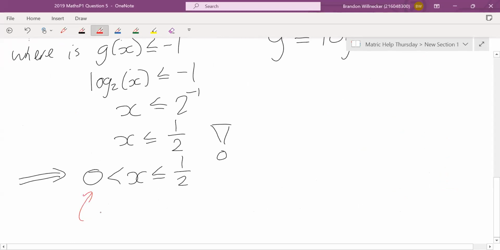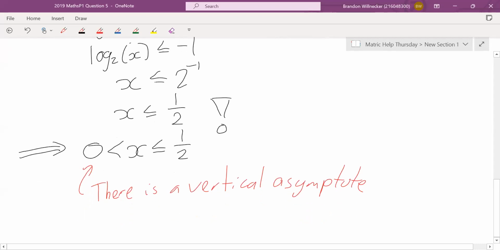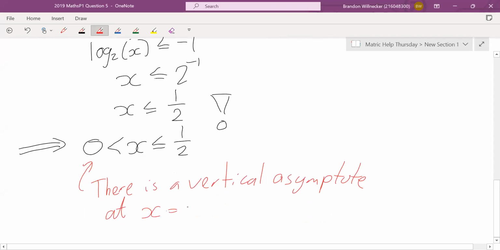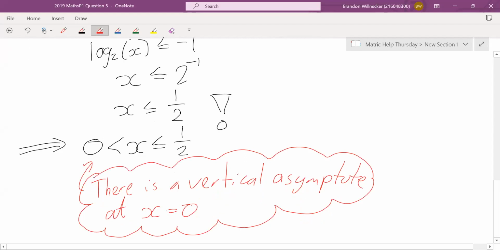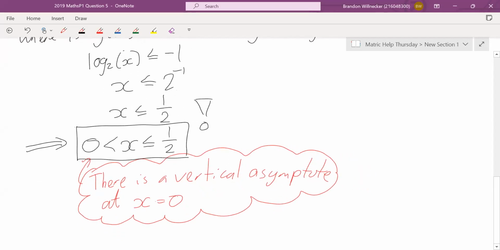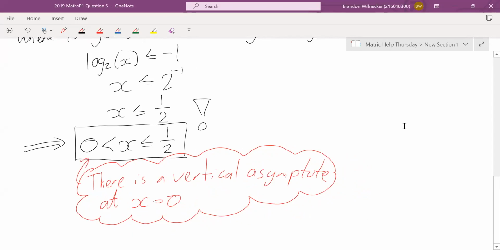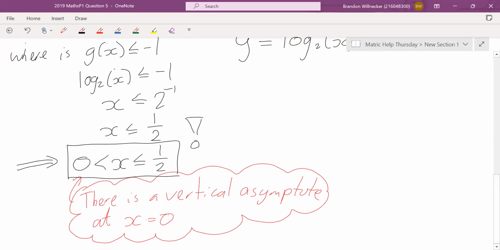Just remember here, there is a vertical asymptote at x equals 0. So we can't include anything before 0 because of this asymptote here. So remember to provide the full answer, not just the partial answer that I mentioned above. If you have any questions about this, please let me know in the chat.